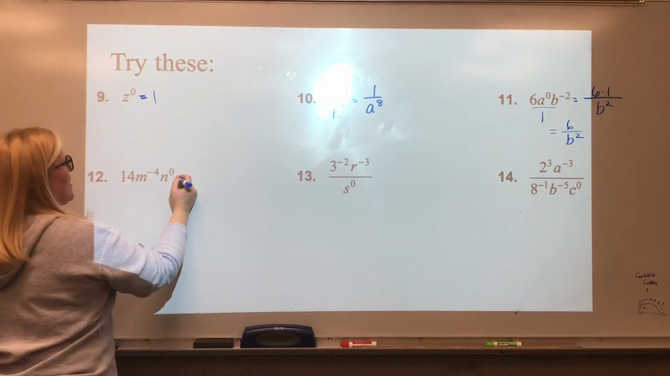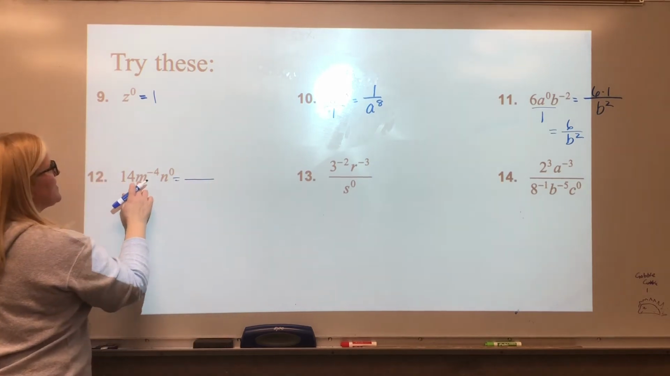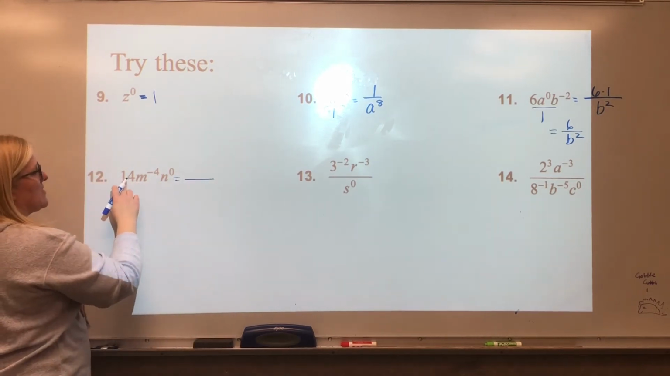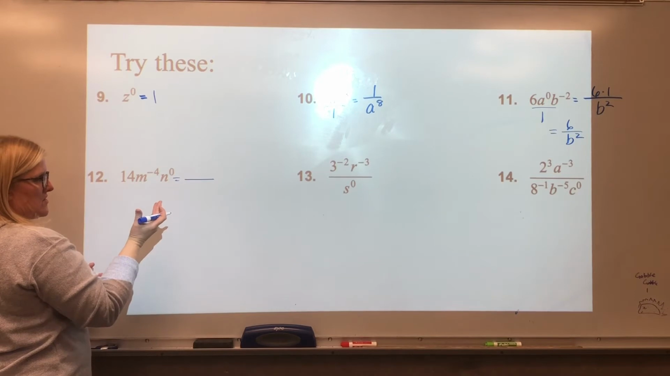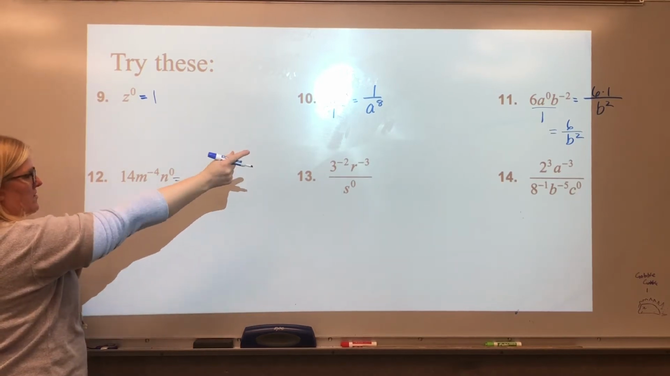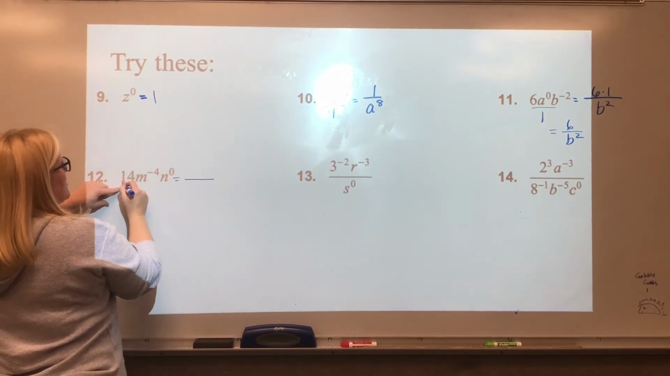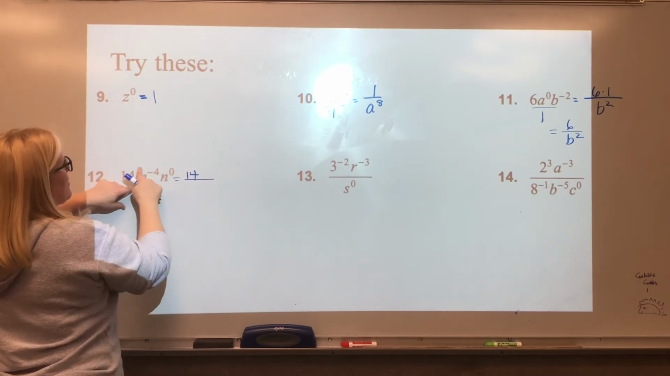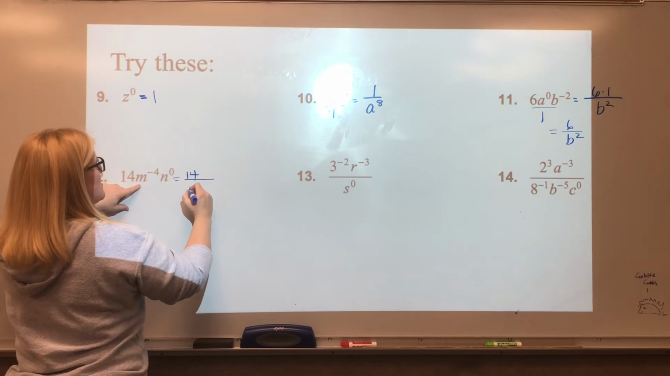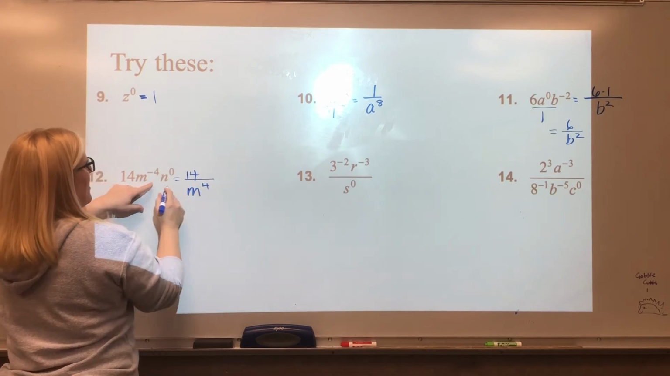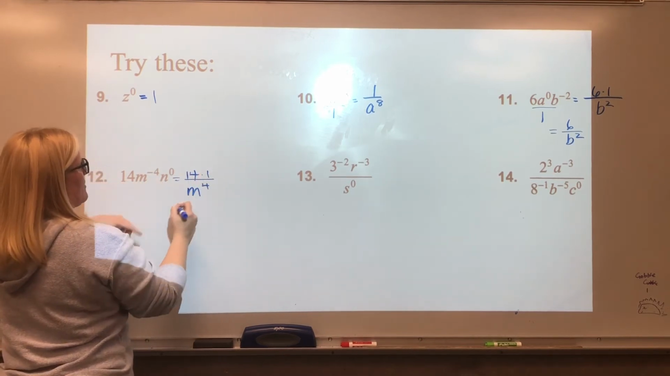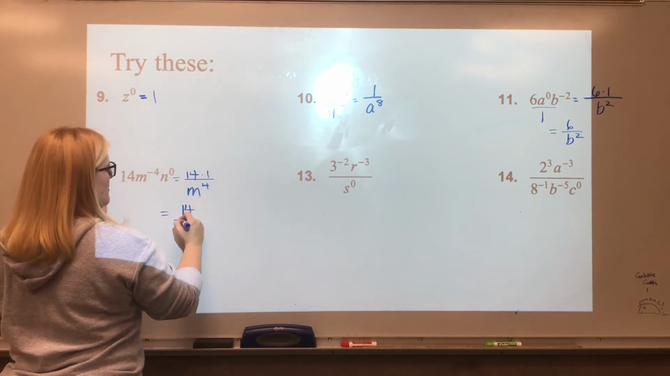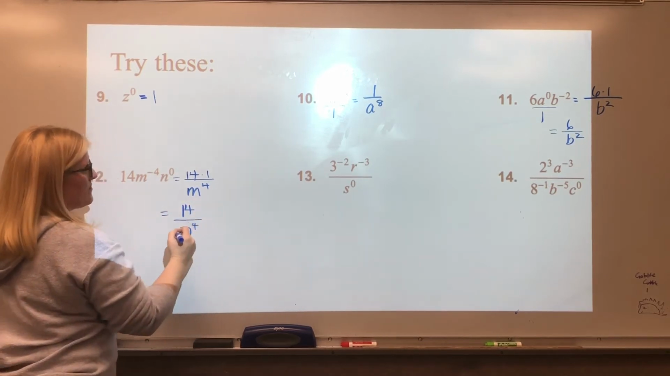Okay, over here, we have 3 different things that are being multiplied, right? So we got to look at all 3 of those differently, just like over in question 11. 14 stays on the top, stays upstairs. M to the negative 4 goes downstairs, becomes m to the 4th, and n to the 0 is 1. So we have 14 over m to the 4th.